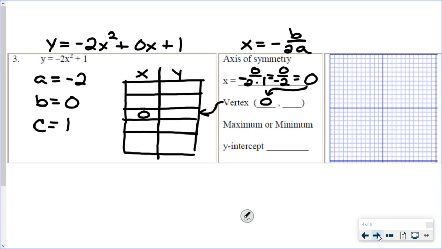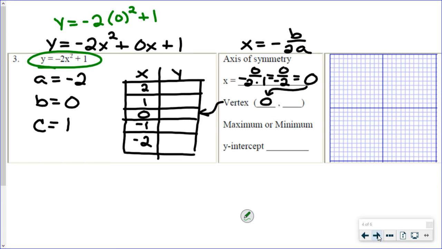Okay, so far so good. If you're still on task, pause at any time. Now to finish the table, we go up, up, down, down. Okay. Now to finish the vertex, what do I get when I put a 0 in for x in this equation? When I put a 0 in for x, I get y equals -2 times 0 squared plus 1. So this is for my vertex. And I put that in the calculator and I get a 1 and I copy that down there.